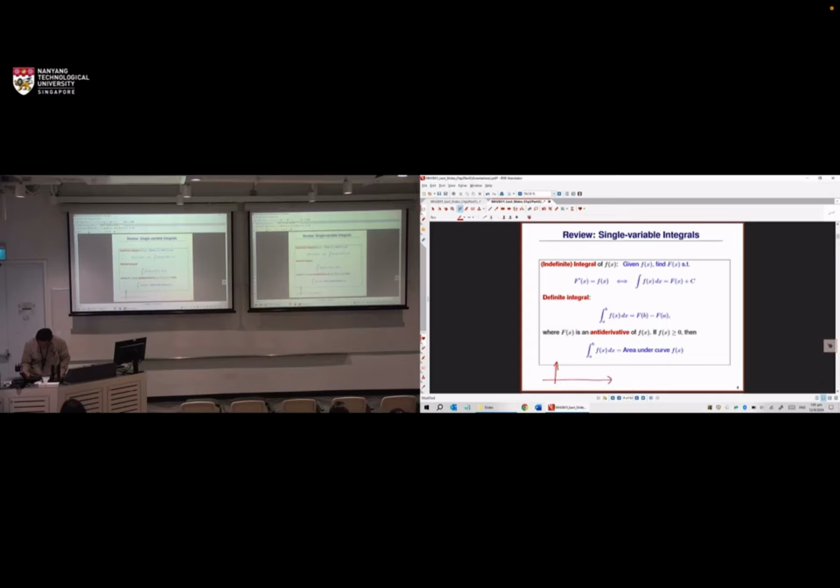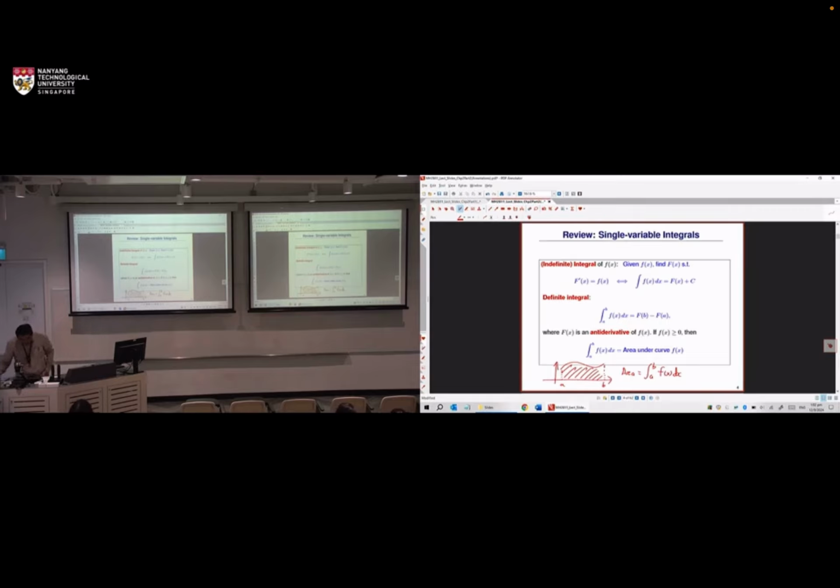So over here, I just draw something out for you. This is A, this is B. Area under the curve. Everybody should know: integral from A to B of f(x) dx.